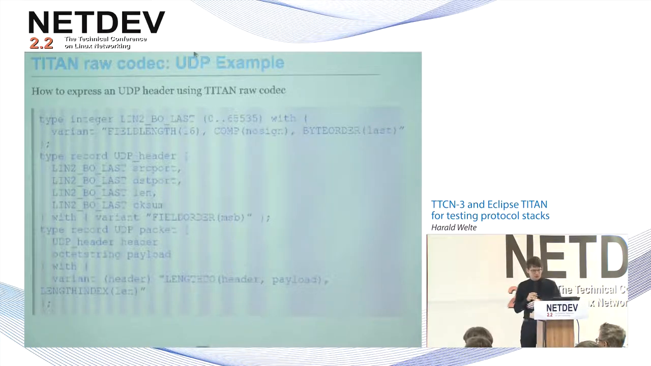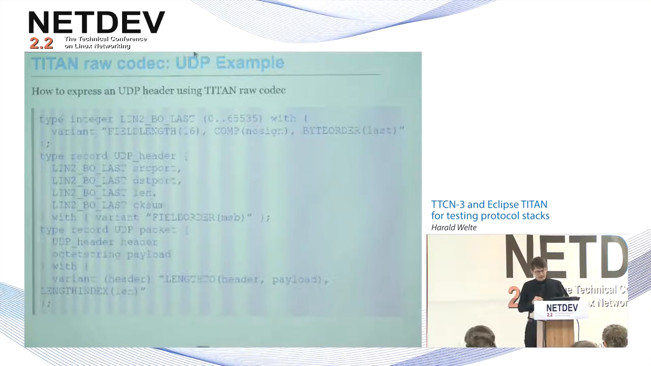that says it's from 0 to 2 to the power of 16, which is encoded as a 16-bit field as an unsigned value, because there's no sign, and we use least significant byte ordering in there. I could also specify bit ordering, even if I wanted to, not just byte ordering. And then I use this data type to construct a UDP header with the source port, destination port, length field, and checksum. And then I say the field order in this record is most significant bit first, and that defines how the individual elements in my record are ordered. And then I define a UDP packet which consists of the header and the payload.